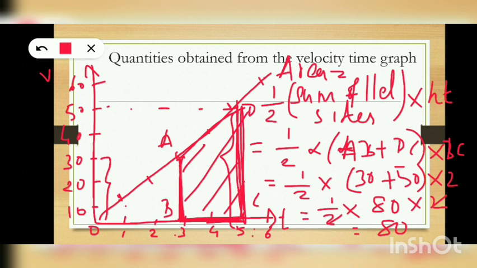In the previous case also we got the same value, 80, and if you calculate the area through this method also you will get the same value, that is 80. So this 80 itself will be the distance traveled by the object in the time interval 3 seconds to 5 seconds. So these are the two methods to find the area of a velocity time graph, and from the area we will get the distance traveled by the object. These are the two quantities obtained from the velocity time graph. First one is acceleration and the second one is the distance traveled by the object for a particular time interval.